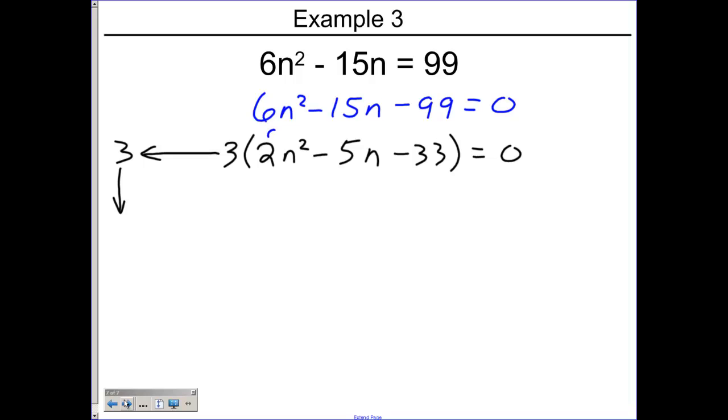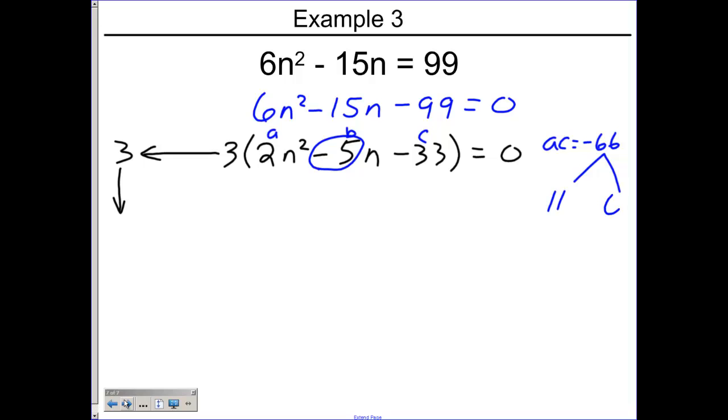All right, so this is my A value, this is my B value, this is my C value. So A times C is 2 times negative 33. So AC is going to give me a negative 66. Now I got to come up with the factors of negative 66 that will still make a negative 5 when added up. So factors of 66, you could have 6 and 11. And 6 and 11 appear to be a difference of 5. So I'm going to go ahead and put those down.